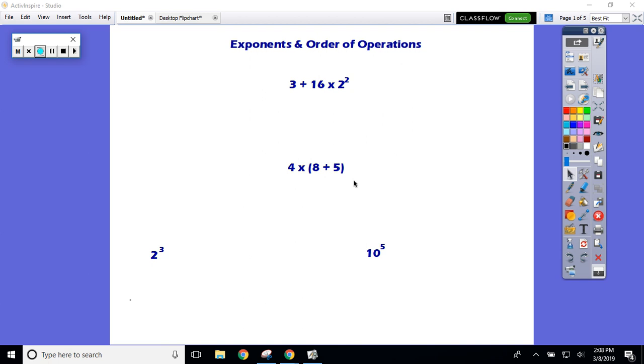Alright, so today we're going to talk about exponents and order of operations, which should be some familiar skills, but we're going to use them, so we're going to review them. We'll start with a couple of exponent problems on the bottom.